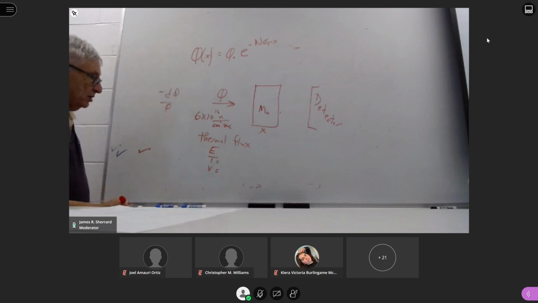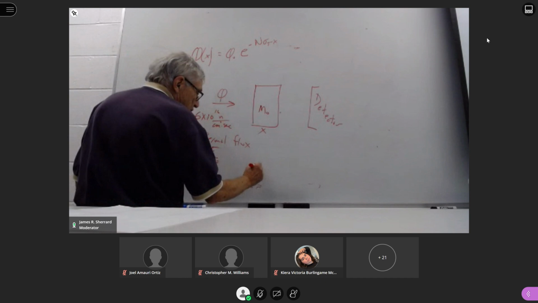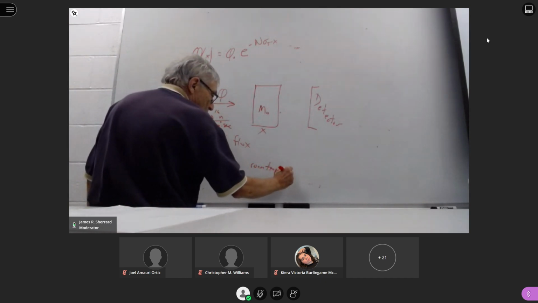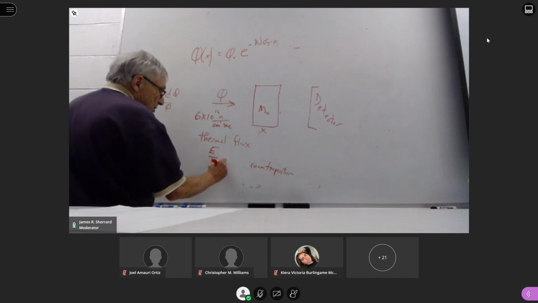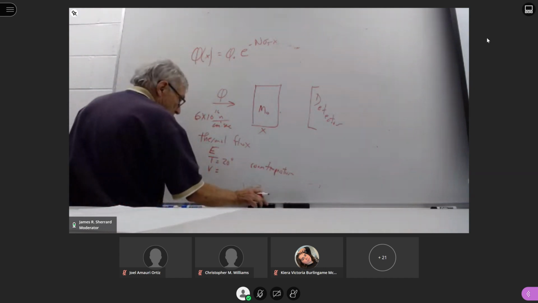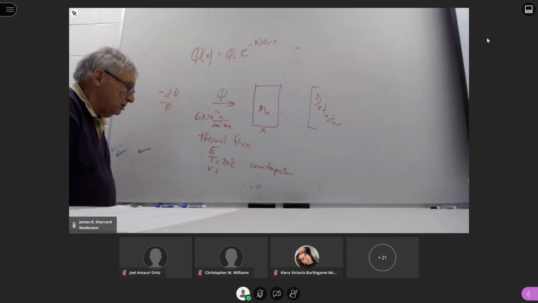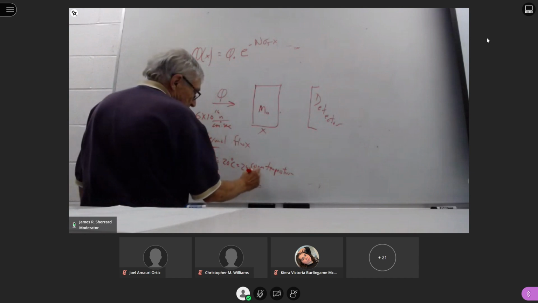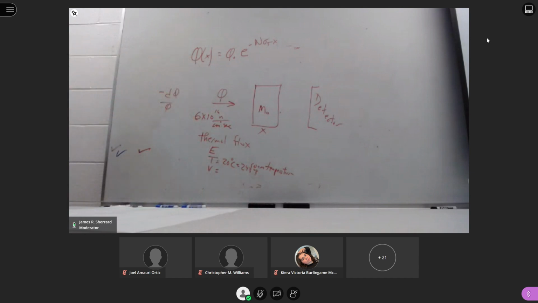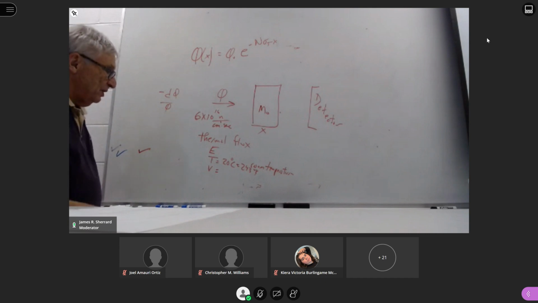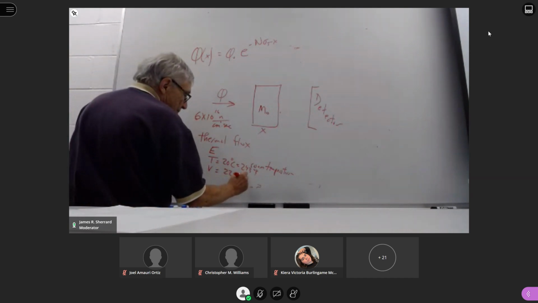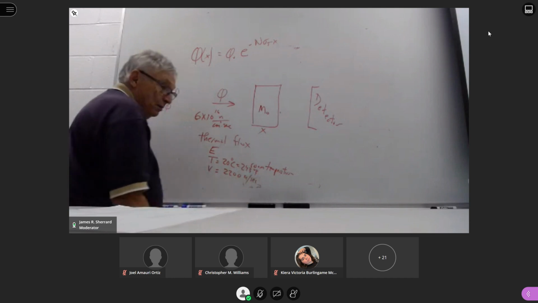We consider thermal flux to be room temperature, and that temperature is 20 degrees Celsius, which is 293 degrees K. They have measured the velocity of a neutron at room temperature, and it is 2,200 meters per second.